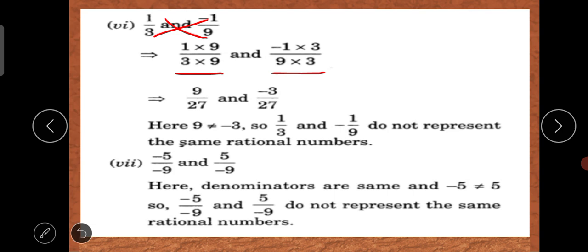Next one, see, minus 5 upon minus 9 and 5 upon minus 9. Here we find the denominators are the same, minus 9 and minus 9. So no need to make them equal. Now we just compare the numerators upside, that is minus 5 and 5. So what do we find? They are a negative integer and a positive integer. So they do not represent the same rational number.